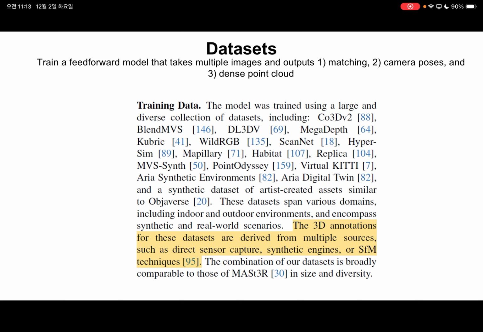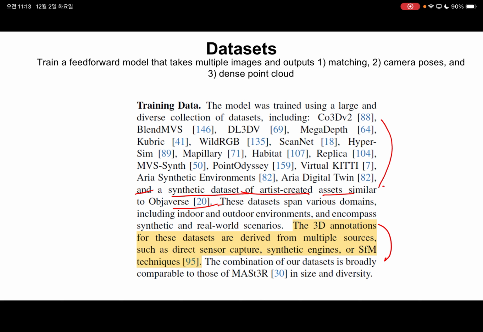The data is very important. From the paper, it is trained using a large and diverse collection. These are public datasets and synthetic datasets of artist-created assets, similar to other works in their domain, and 3D annotation. So they use lots of public datasets, synthetic datasets of artist-created assets, and 3D annotation.